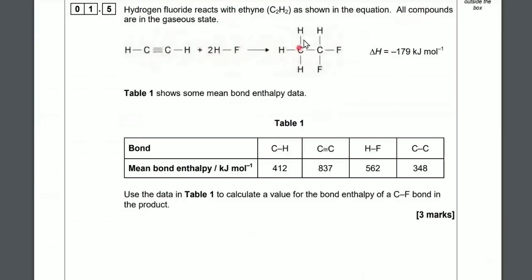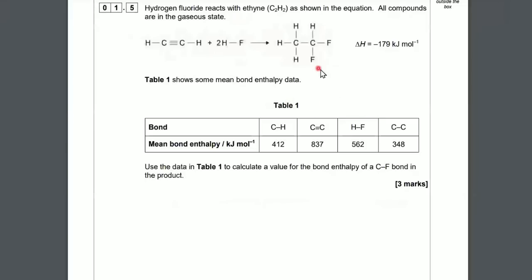Hydrogen fluoride reacts with ethyne, that's C2H2, as shown in the equation. All compounds are in the gaseous state. We've been given the bonds of CH, the triple bond, the HF bond, and the CC single bond, and the mean bond enthalpies of them. We've also been given the enthalpy change of -179. Use the data to calculate a value for the bond enthalpy of the CF, the carbon-fluorine bond in the product. Right, I like to approach these with reactants minus products equals the enthalpy change. We've been given the enthalpy change. We've been given all of the energy for the mean bonds in the reactants and all of them in the products except for the CF. So just set your equation out like this and then solve the equation.